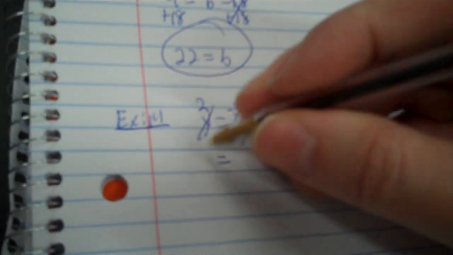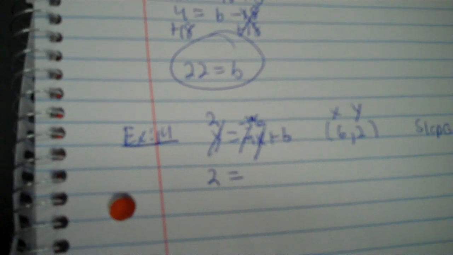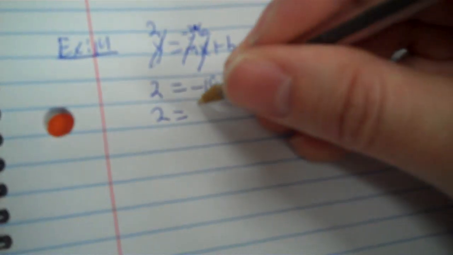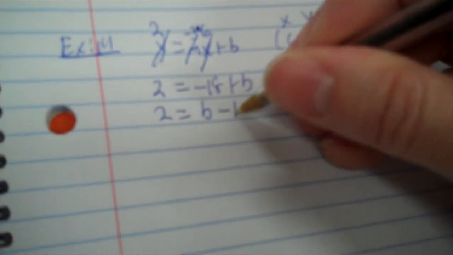So line up your equals. You have 2, and over here I need times negative 3 and 6. Negative 18 plus b. Now rewrite that so the b comes before the negative 18, so b minus 18. So the opposite of minus 18 is plus 18. So I take 2 plus 18, and that's 20. 20 equals b, or b equals 20. I don't care how you write the answer. Okay, example 15.